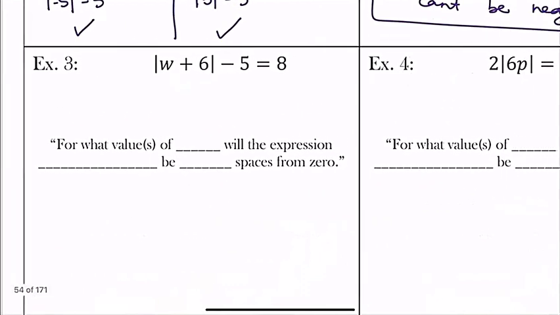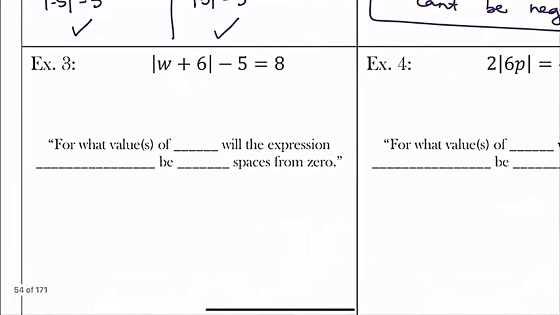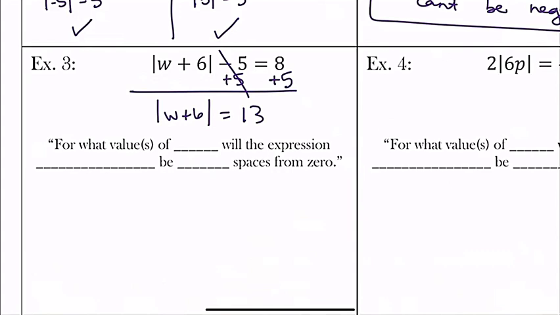Okay, let's try another one. Number 3 says the absolute value of w plus 6 minus 5 equals 8. Here we have a -5 outside the absolute value, so we want to move this over here before we can do anything. The opposite of subtracting 5 would be adding 5. I know that because of my equation rules. So that leaves me with the absolute value of w plus 6 equals 13. Now you can see the absolute value is by itself. There's nothing here and nothing here. So now we can go to the next step.